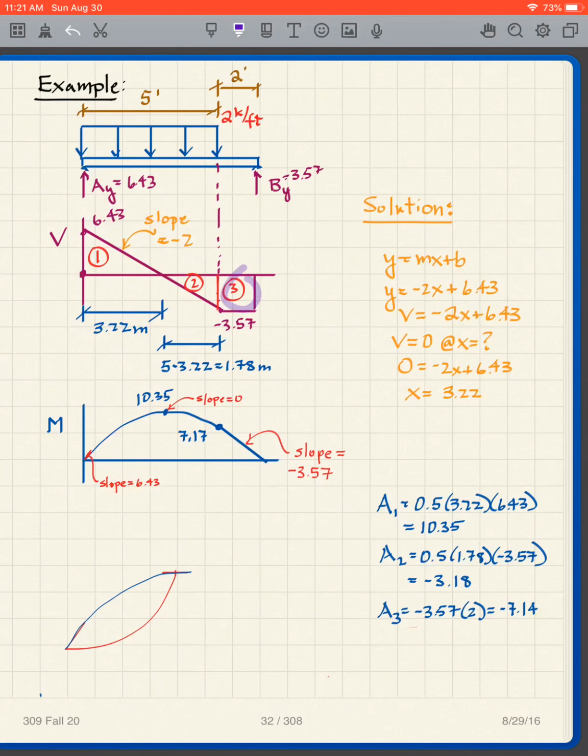And then area 3 is negative 7.14. I'm at 7.17. I go back down to almost 0. It's close enough. There's some round off error. If we carried all the digits, we would get it exactly, but it's close enough. Again, in other words, I have a slope of 6.43, a slope of 0. There's only one way to get there. Do not draw this one. Okay.